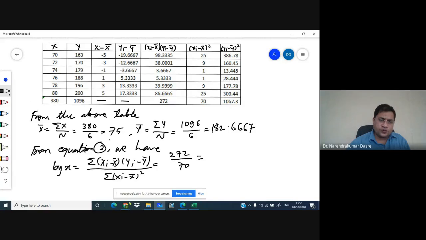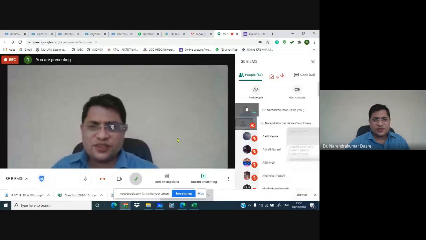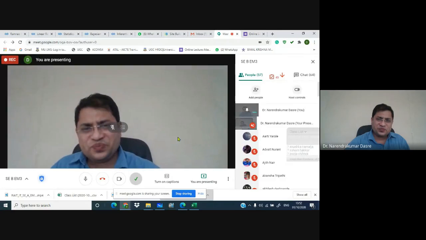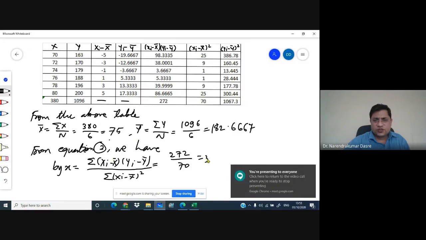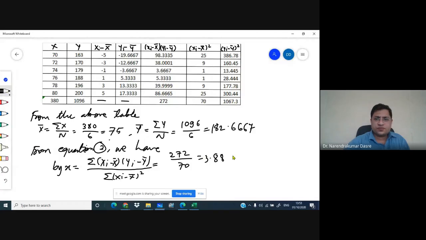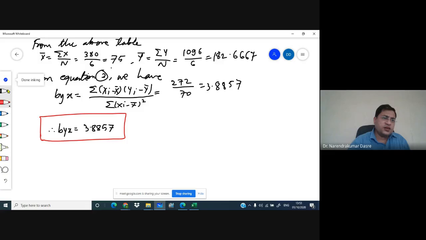So give me this value. What did you get? What is the value you obtained? Yeah, 3.8857. Okay. So we got here the value of byx, which is 3.8857. And now once we get the regression coefficient, then we are able to get the line of regression.